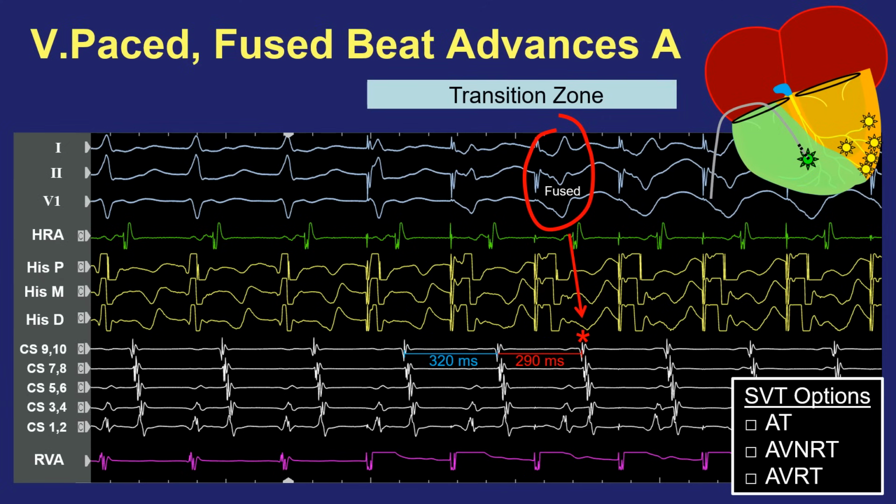So back to this example. Here we had this fused beat accelerate the A, so what can we rule out? We can rule out, in this case, atrial tachycardia and AVNRT, because again, this fused beat could not possibly have gotten back up into the AV node or back up to the atrium through that His bundle and AV node route. You could, however, get up through the accessory pathway, which is why the atrium was advanced. So we cross off two things at once during this observation, and we've made the diagnosis.